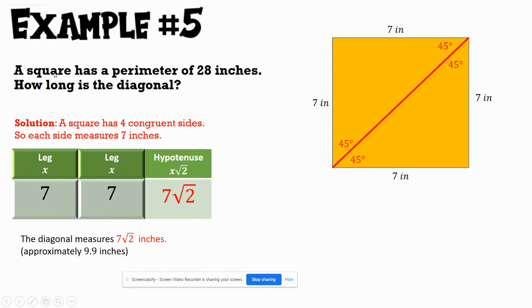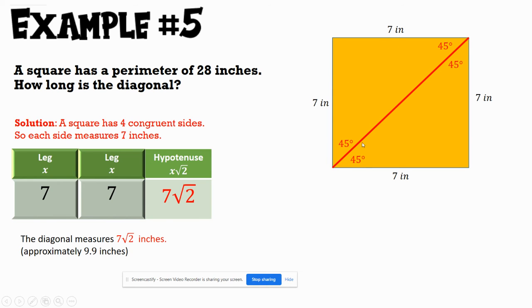The first thing that I do is I draw a picture. I draw a square. A square, all 4 sides are congruent. So perimeter means if I added up all 4 sides and got 28, well, 28 divided evenly among those 4 congruent sides means that each side is 7 inches. And you can see how I labeled it. I also drew in the diagonal.